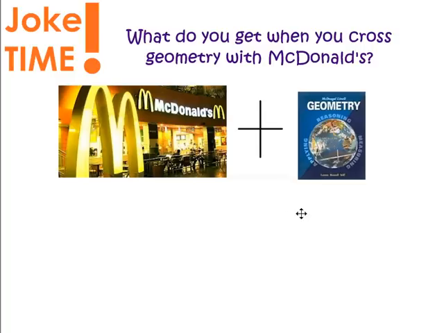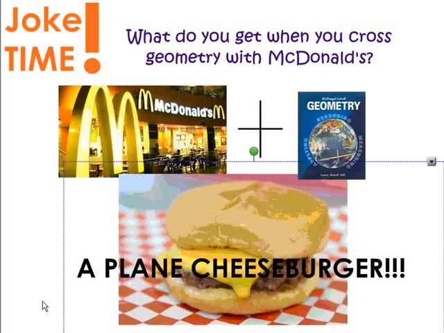But that means it's time for our joke. So what do you get when you cross geometry with McDonald's? You get a plain cheeseburger.